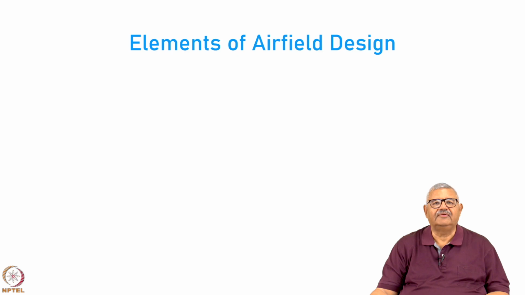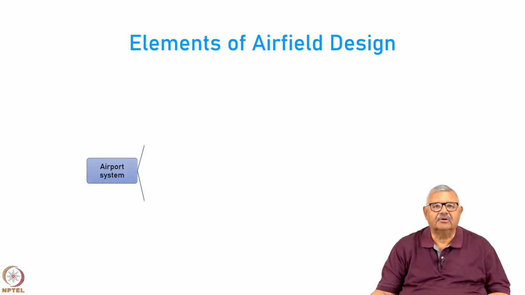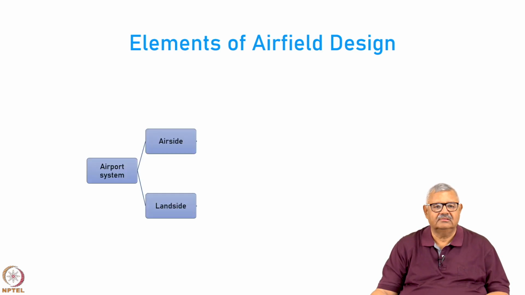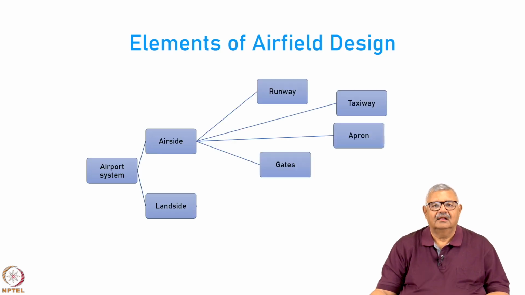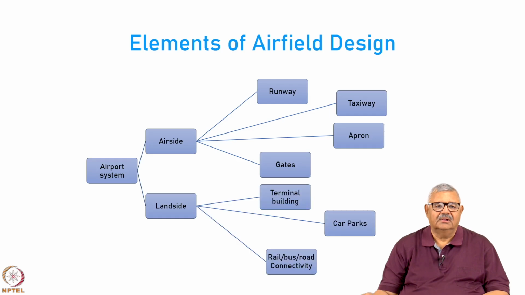So, what are the elements of airfield design? We know that the airport system consists of two major components, the air side and the land side. In the air side, which is what we will discuss today, are the runway, the taxiway, the aprons and the gates. Of course, we will not touch upon gates a lot. On the land side area, you have the terminal building, the car parks and the rail, bus, road or metro connectivity. So, we are going to focus only on the air side, and that too looking only at runway, taxiway, apron, and also we will look at some important obstacle free zones and some surfaces.